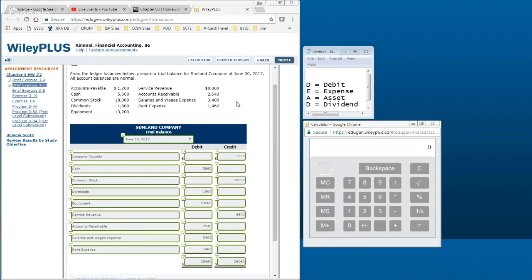And on the form, we do have the name of the activity, which is a trial balance. And we have our point in time, which is June 30th, 2017. And if you notice, we have our debits on the left-hand side, and our credits are on the right-hand side. And the name of our account balances, our accounts.